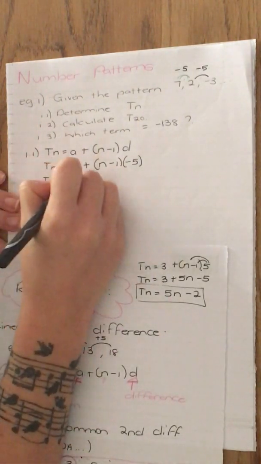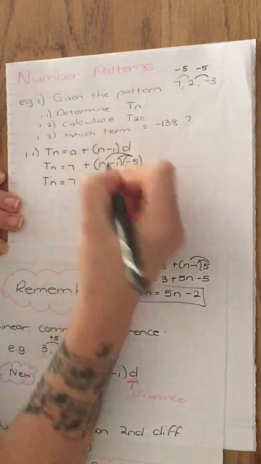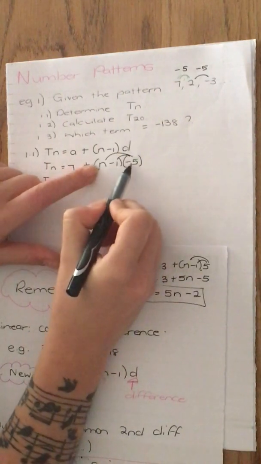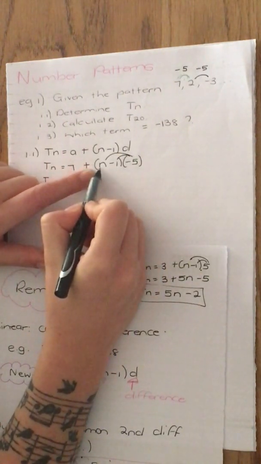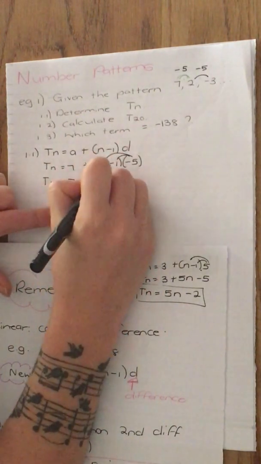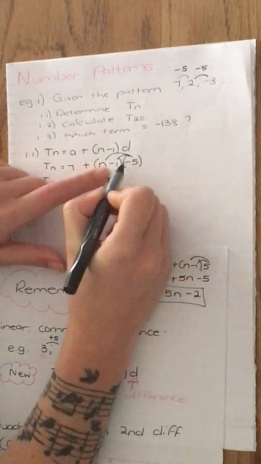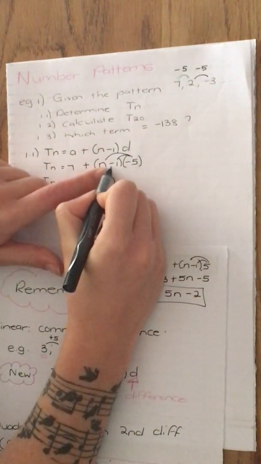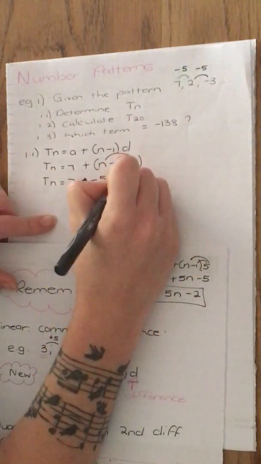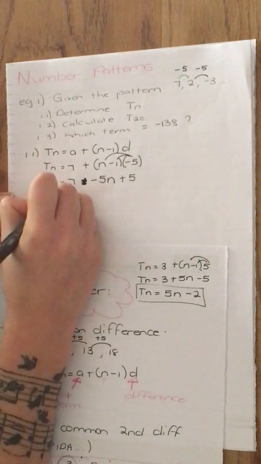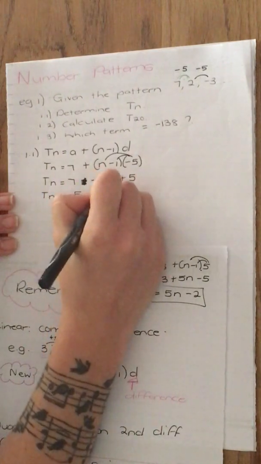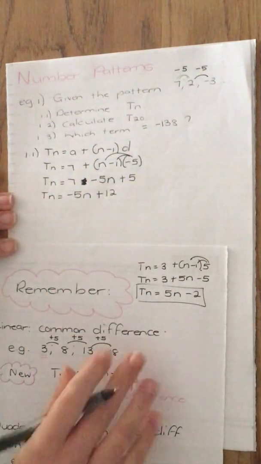Okay, so 7 plus, now we're going to multiply this in. I shouldn't have actually put a plus there because our signs are going to change. It's a -5 times a positive n, which is -5n. Then over here you have a -5 times a -1, which becomes a +5. So we're left with -5n. 7 plus 5 is just going to be plus 12. Alright, so there we go.